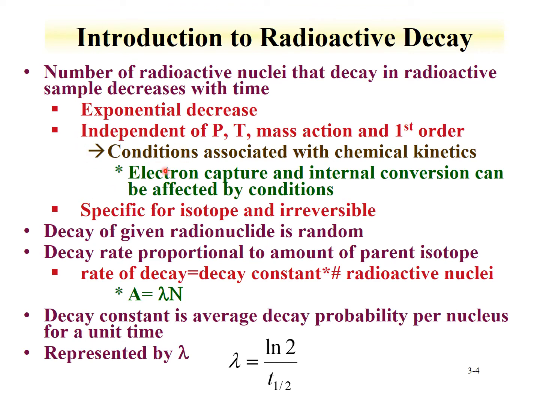We also see that this radioactive decay is independent of pressure, temperature, and mass action, and it's first order. In other words, the conditions are pretty well defined. Unlike chemical kinetics, this decay kinetics is really a first order decay. There are some differences in terms of electron capture and internal conversion. For instance, if I have an isotope that decays by electron capture, but there are no electrons on that isotope to capture, it won't decay through that route. The route still exists, it's just that there's no probability of that decay because there are no electrons.